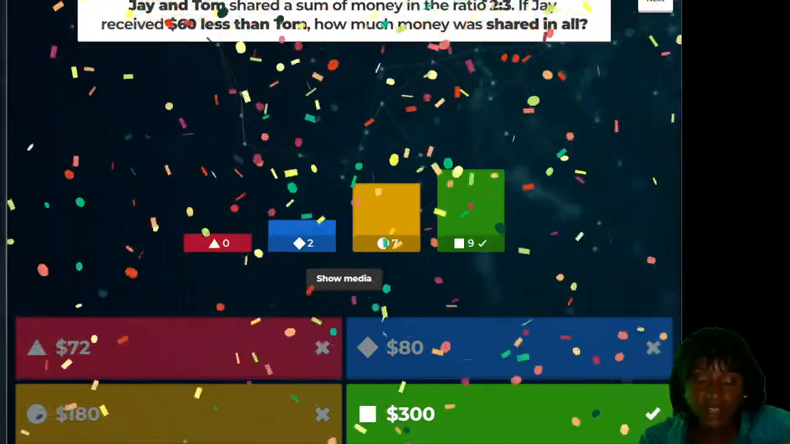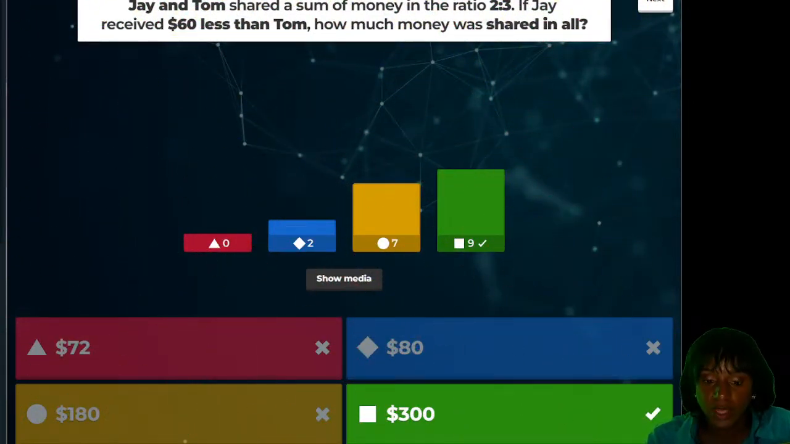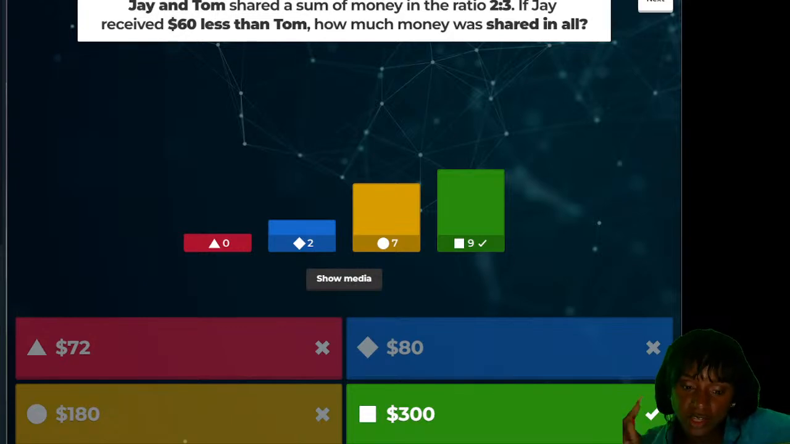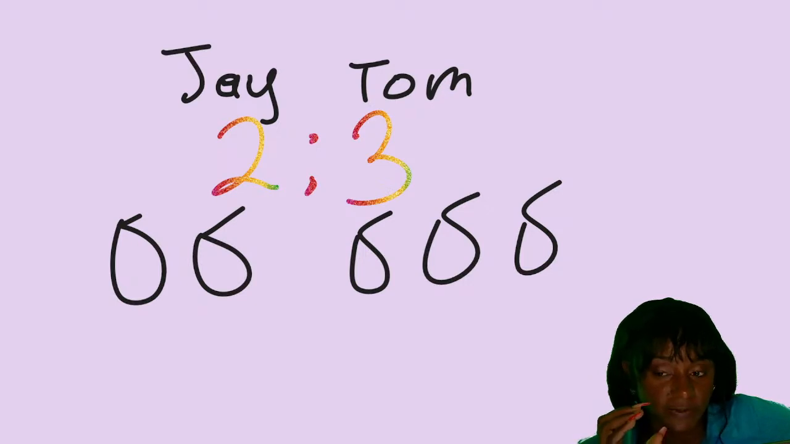The question said that Jay and Tom shared a sum of money in the ratio 2 to 3. You need to look at the order in which the names were called. Jay and Tom. Jay's name was called first. So the ratio 2 to 3 means that Jay received 2 shares or 2 portions. You can think of the 2 and the 3 as bags of money. So here it is. Jay got 2 bags of money and Tom got 3 bags of money. Because they said Jay first, then Tom. So Jay got 2 shares and Tom got 3 because the ratio is 2 to 3.